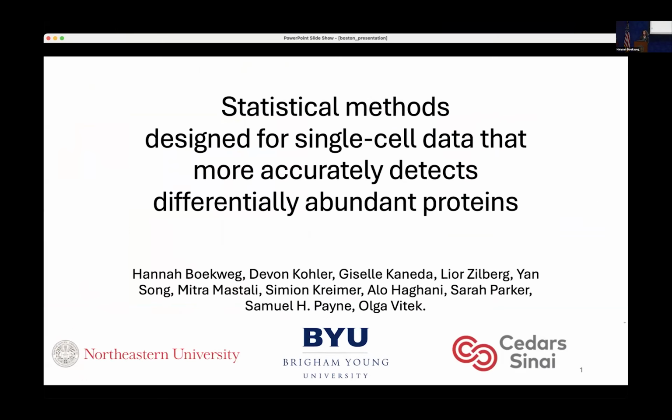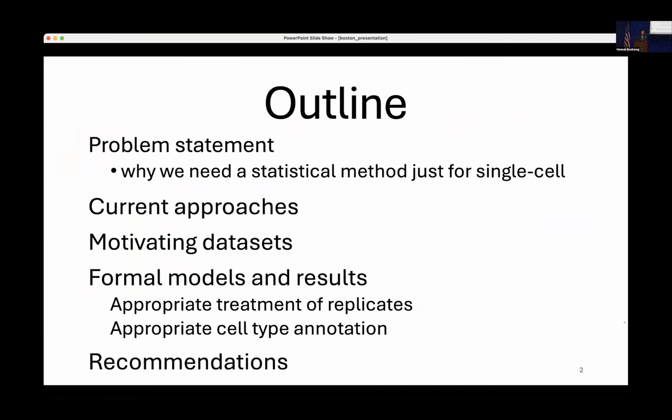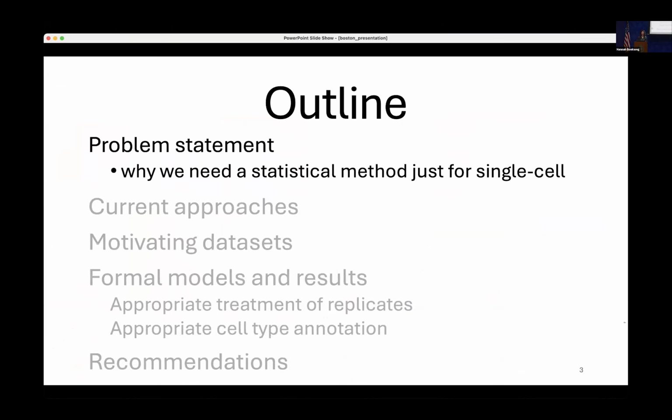All right, so yeah, my name is Hannah Boekweg. I'm in Sam Payne's lab at BYU, and I've been collaborating with Olga Vitek to come up with statistical methods designed for single cell data that will more accurately detect differentially abundant proteins. So this is the outline of the talk. First, I'm going to go over the problem statement, what people are currently doing, going to present the data sets that we use, then I'll get into the results and the models, and then I'll leave you with our recommendations.